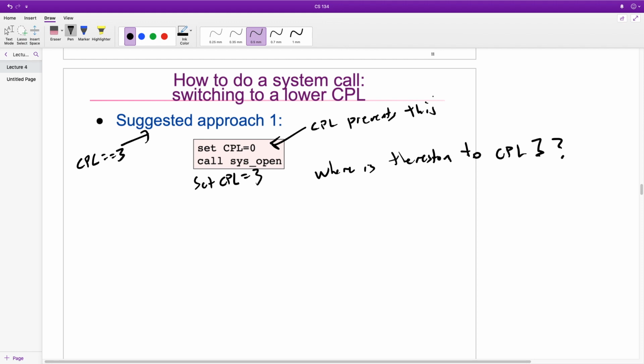Is it the process ID? Nope. We're going to use a register. So we're going to use the EAX register. And the EAX register is going to say which system call number it is. So we're going to put in a 5 for open, a 10 for close, a 30 for write. We're going to go to this single interrupt, which is going to go to a single place in the kernel.